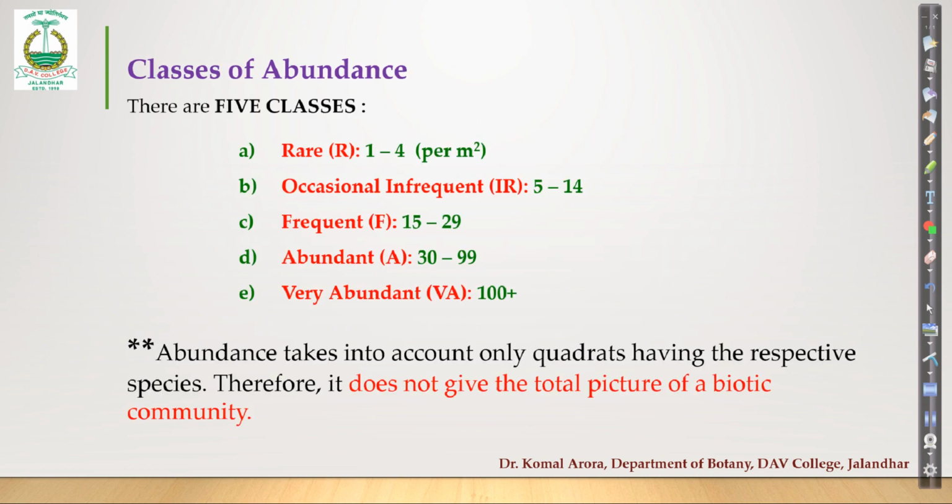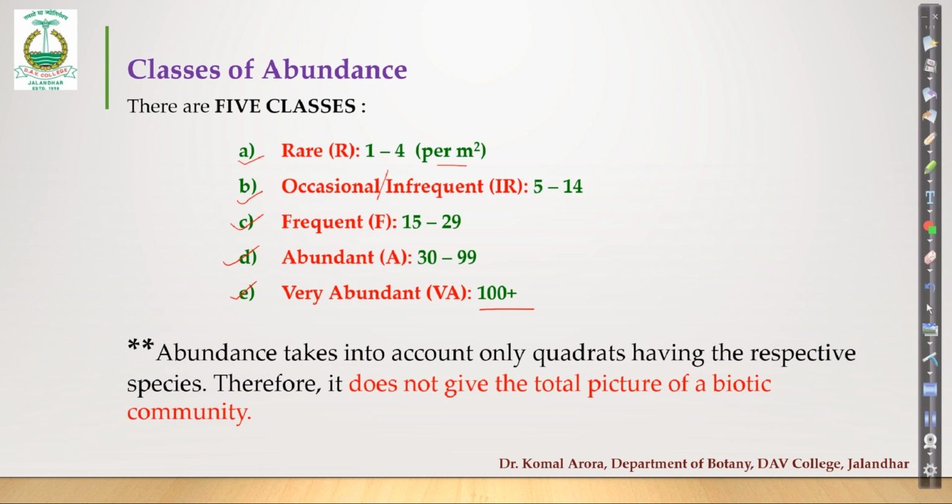Now, on the basis of abundance, five classes have been assigned. The species is called rare if you observe only 1 to 4 plants of that species per square meter area. It is called occasional or infrequent if you find 5 to 14 plants per square meter area. It is called frequent if you have 15 to 29 plants, abundant if 30 to 99 plants, and very abundant if you have more than 100 plants of that species per square meter area. See, it's a large calculation, and this will happen mainly when we study grasslands.